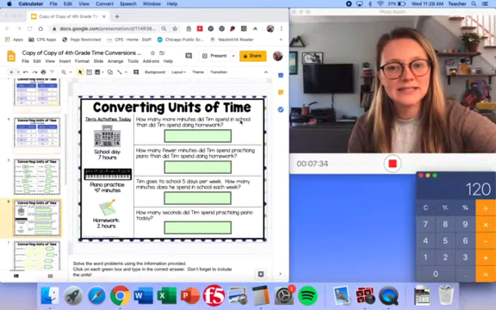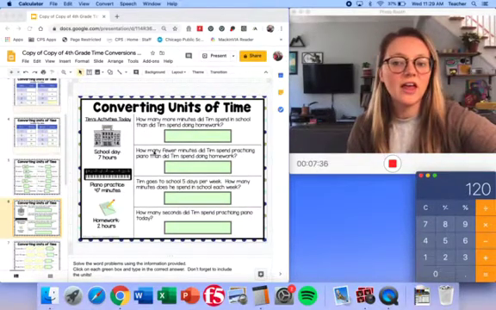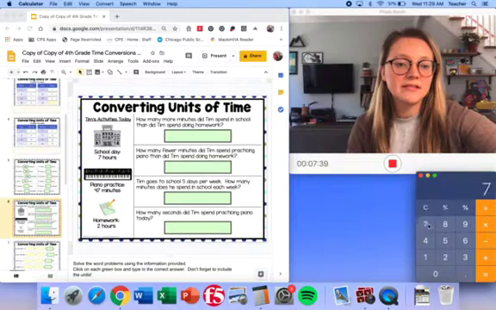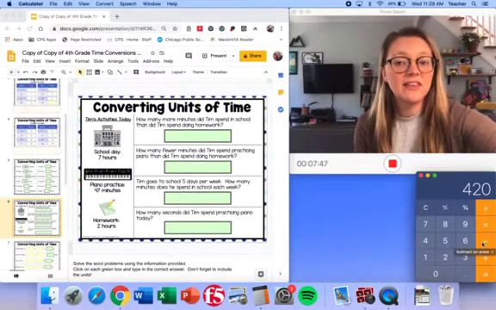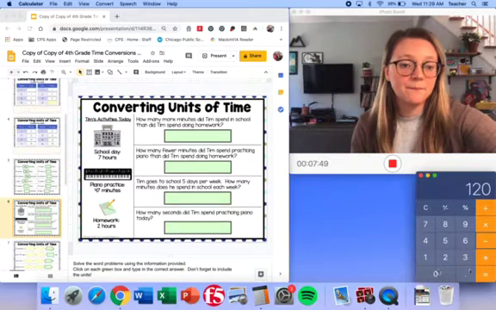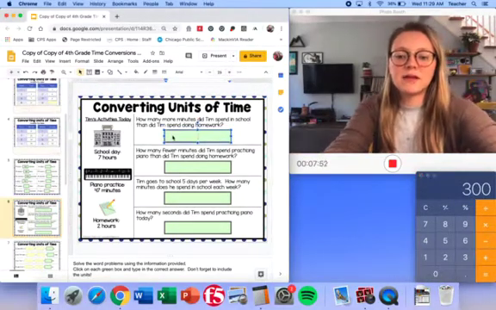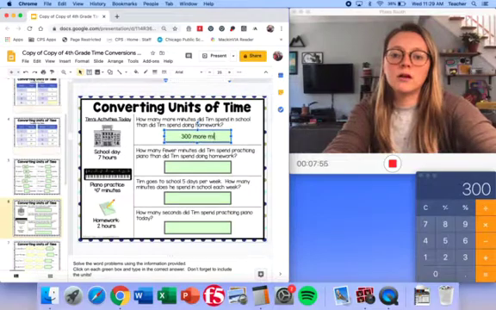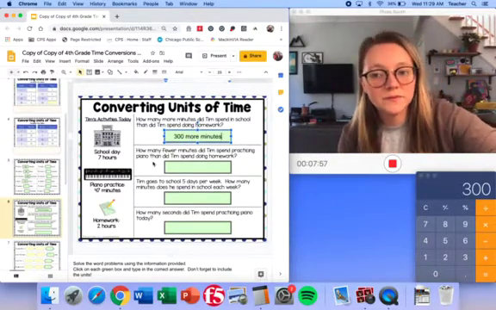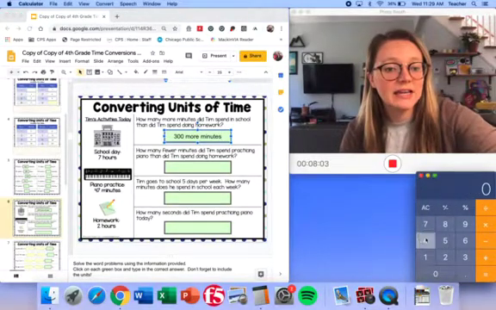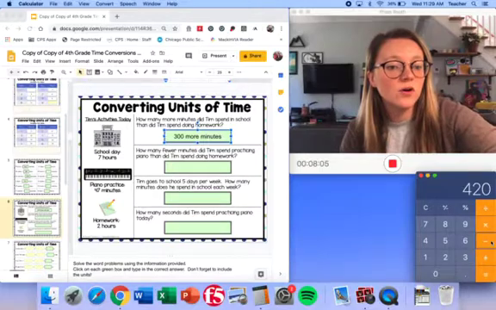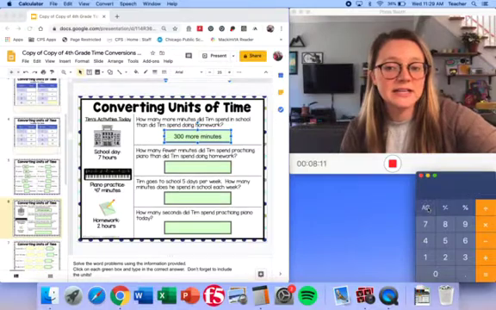How many more minutes did Tim spend in school than on doing homework? So let's get those numbers again. 7 times 60 is 420, and we know that he did homework for 120. So to find the difference, I'm going to subtract. And that tells me he spent 300 more minutes at school because he had 420 minutes at school and only 120 minutes at homework. So again, I did 420, which is how long he was at school, and I subtracted the amount of minutes he did homework, and that means he spent 300 more minutes at school.